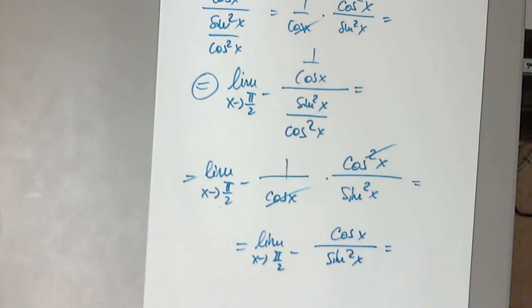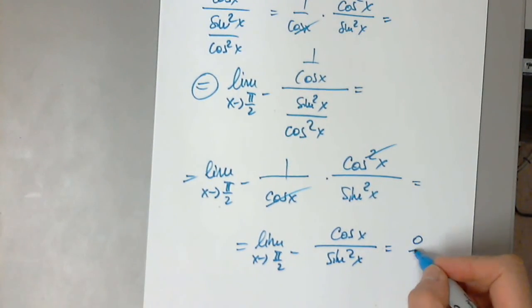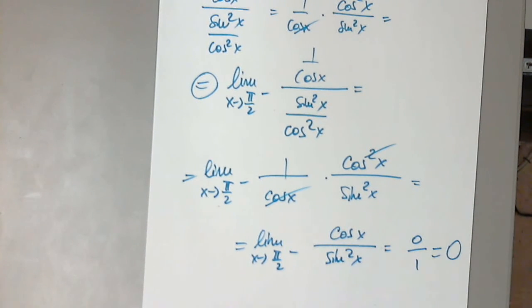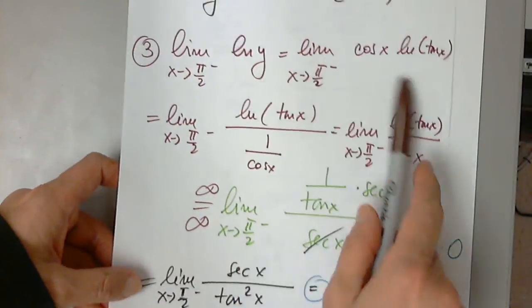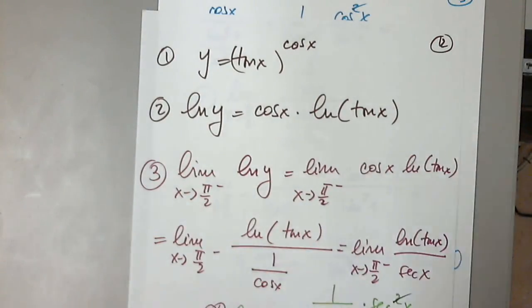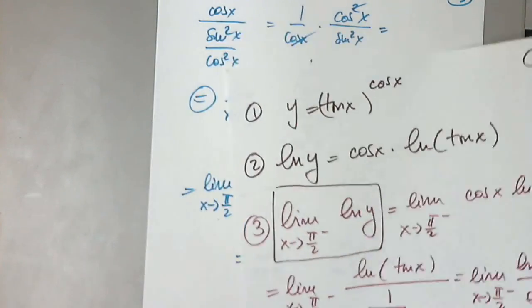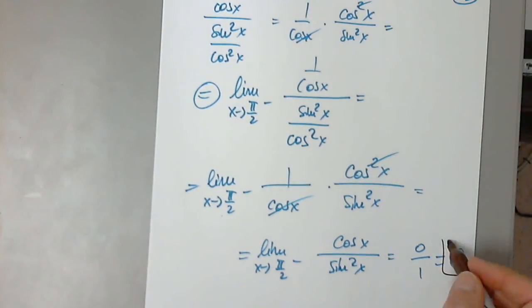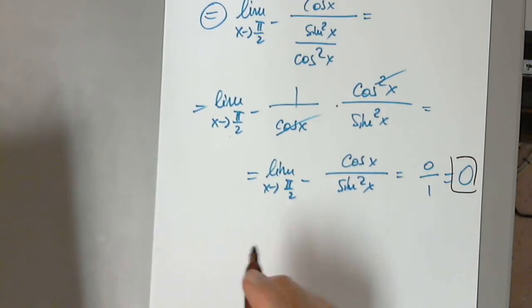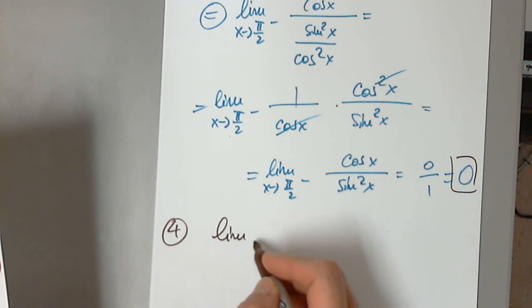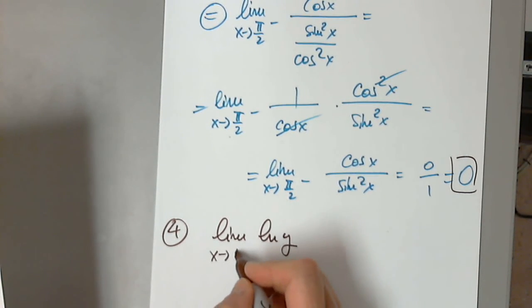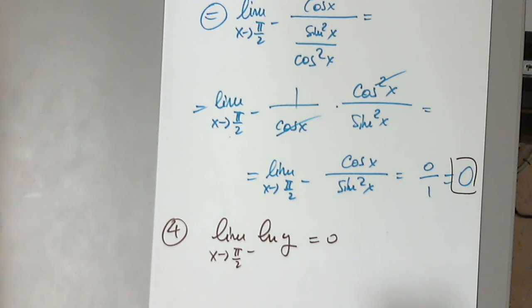So where is the top going? 0. Where is the bottom going? Yes. However, it's not done. How come it's not done? This is the limit of the natural log. Right. So this was step 3. So I will copy the beginning and I will copy the end. So this is step 4. I have limit of natural log y when x approaches pi over 2 from the left equals 0.